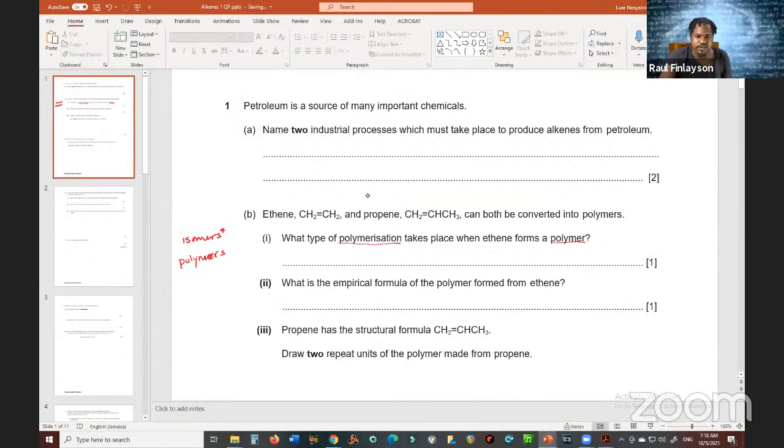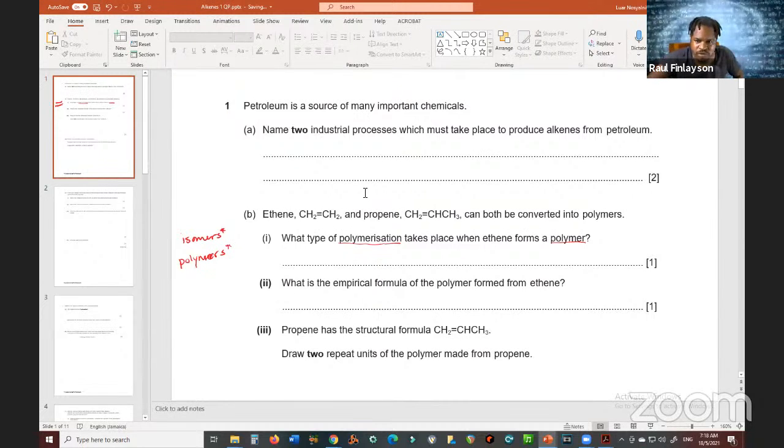The behavior is called isomerism, but the molecules themselves are called isomers. Polymerization is the term generally, but polymers refer to specific compounds. So these are things that you will have to research.